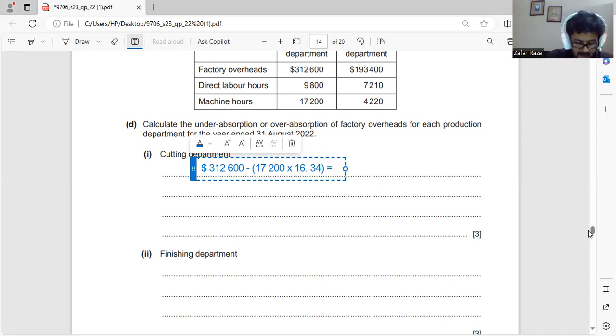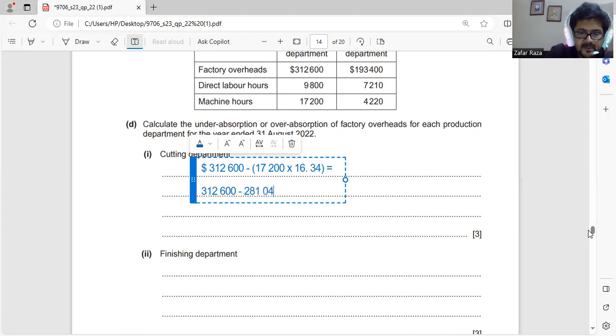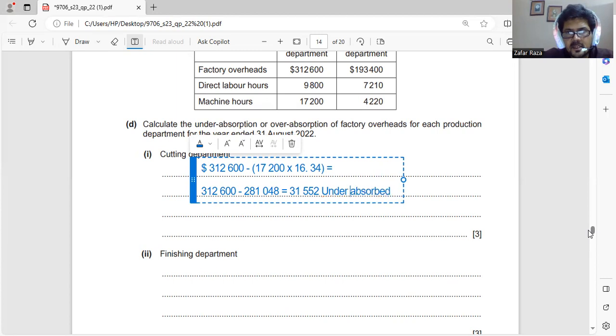So the answer would be 312,600. No, sorry. This one, 17,200 multiplied by 16.34, 281,048. So 312,600 minus 281,048 is equal to, it means we have under absorbed 31,552. 31,552 under absorbed. Okay, under absorbed.